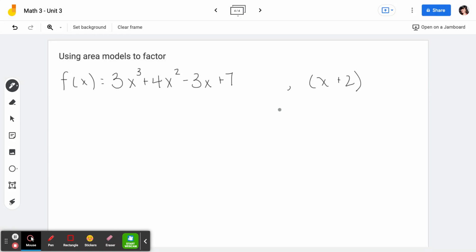All right, in this video, we're going to look at what appears in the area model when the factor doesn't work, when this is not a factor. So let's say we have this function here and we think x plus 2 might be a factor of this function. This is a cubic function.